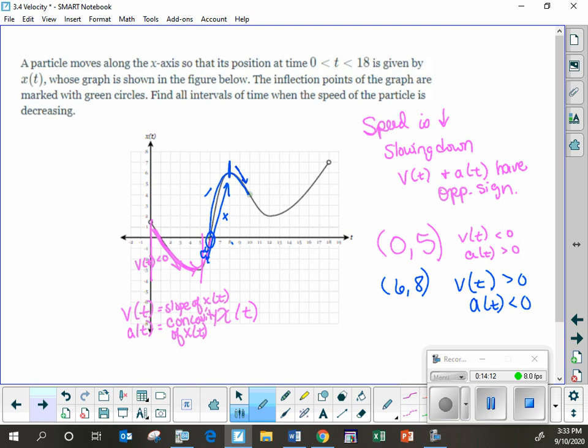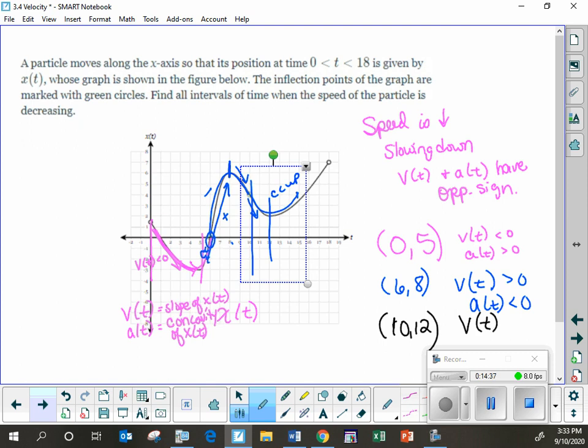Concave down with negative velocity, that would be speeding up. Concave up with negative velocity would be my time frame, and that's going to be from there to there, I'm going to say 10 to 12. So on the time interval 10 to 12, it is also slowing down because v of t less than 0, but a of t greater than 0.